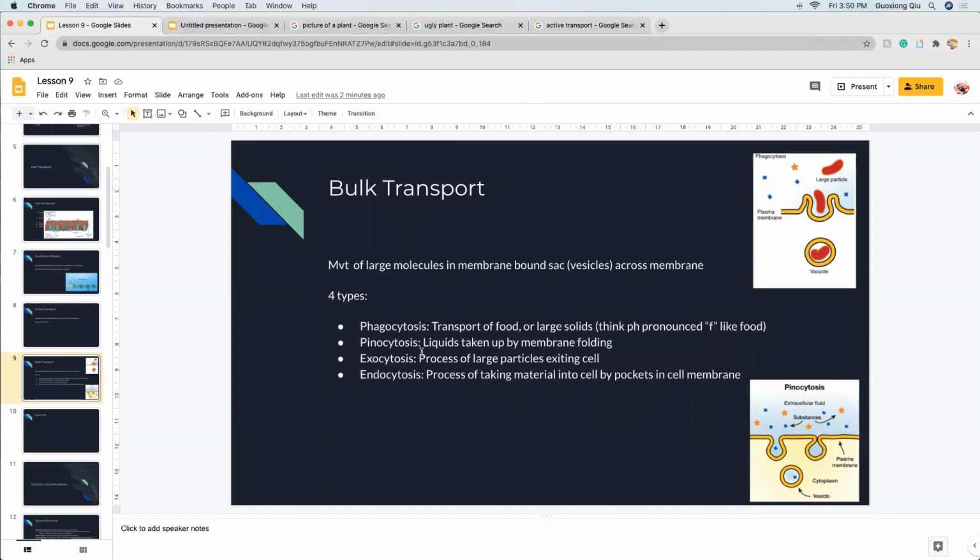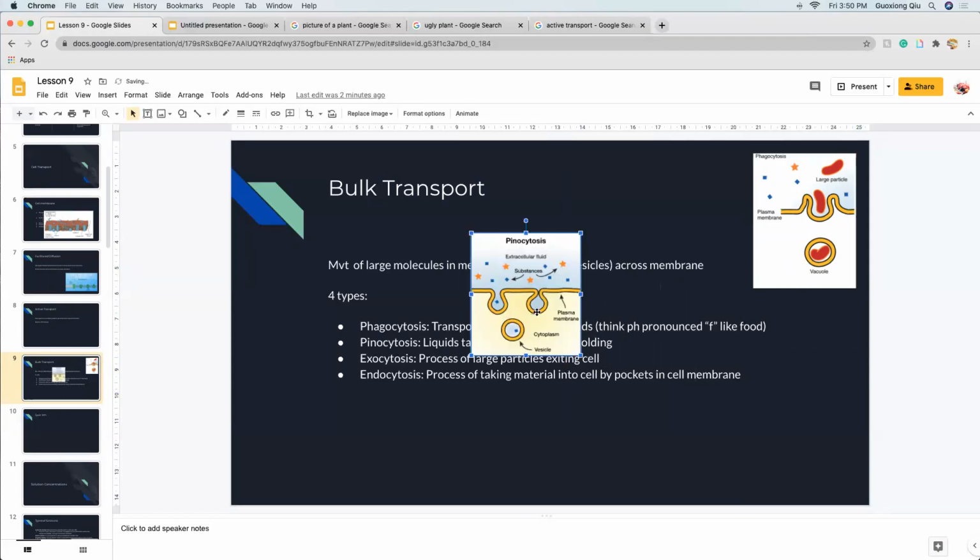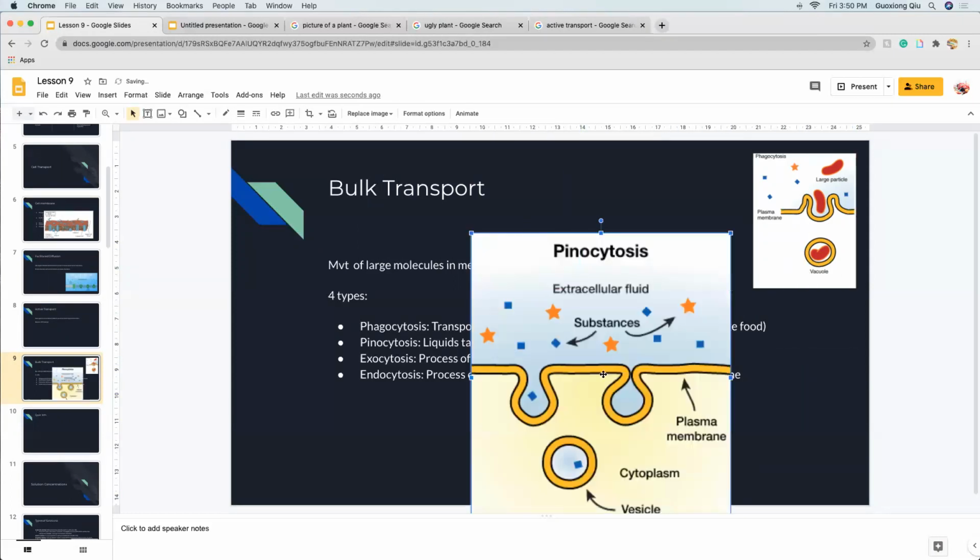Next, we have pinocytosis. It's the same as phagocytosis, except liquid version. So if you look down here in the right corner, it's a photo of pinocytosis. We have your cell membrane. We have liquid. It goes into your cell membrane. The cell membrane pinches off, and now it becomes a circle floating, a vesicle.